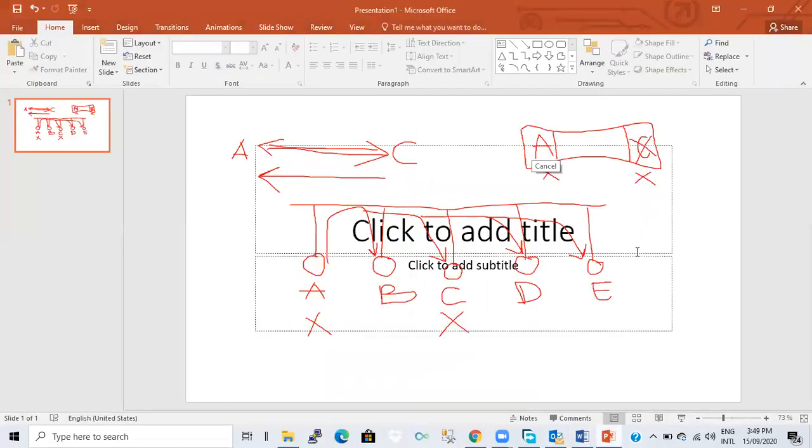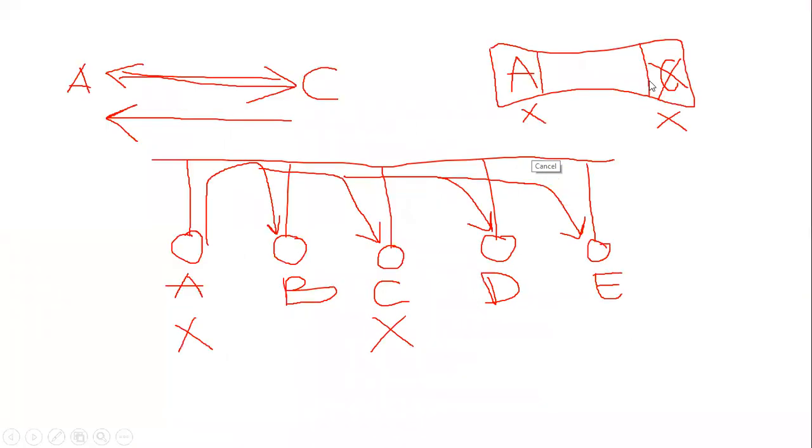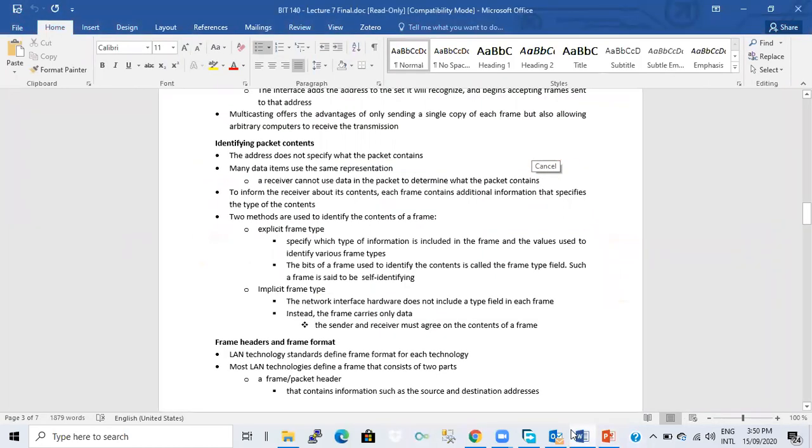If we go back to the frame that I drew here, this frame has the sender's address as well as the destination address, but besides that, there's usually the data that is being sent in this frame. How do you get to know the data that is being sent in this frame? This is what we are looking at now. The two methods used to identify the contents of the frame are explicit frame type and implicit frame type.